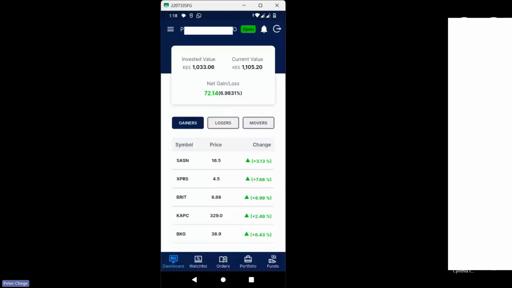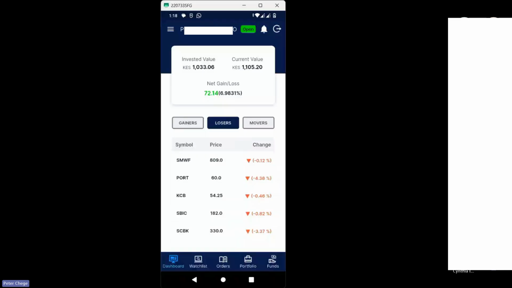I won't go into the gainers, losers, and movers. Gainers, in terms of price, are those which have moved up. Losers are the ones whose prices are going down for today's session. Then movers, in terms of volume, are the shares which have moved a huge volume. And I think there was a question on KCB. You can see it is a great mover today. But hopefully it's not because of the dividend, because then after the dividend, what happens?